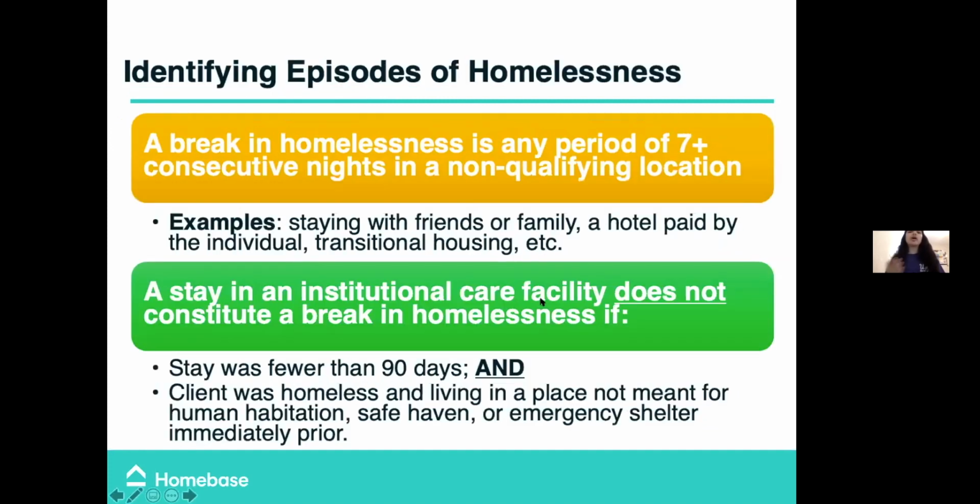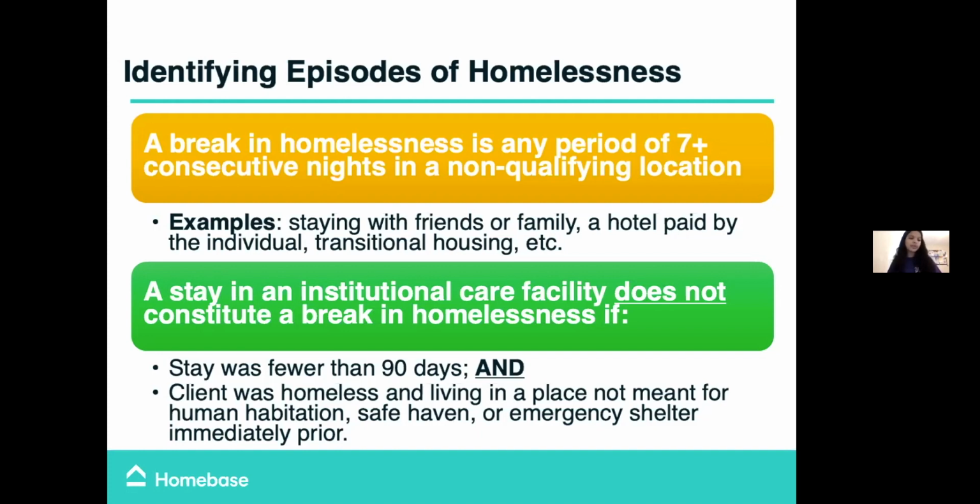Now we're going to cover what constitutes a break and what does not constitute a break to help identify episodes of homelessness. So a break in homelessness is any period of 7 or more consecutive nights in a non-qualifying location. And a non-qualifying location could be couch surfing, a hotel paid by the individual, or transitional housing. A stay in an institutional care facility does not constitute a break in homelessness if the stay was fewer than 90 days and the client was homeless and living in streets or shelter immediately prior.